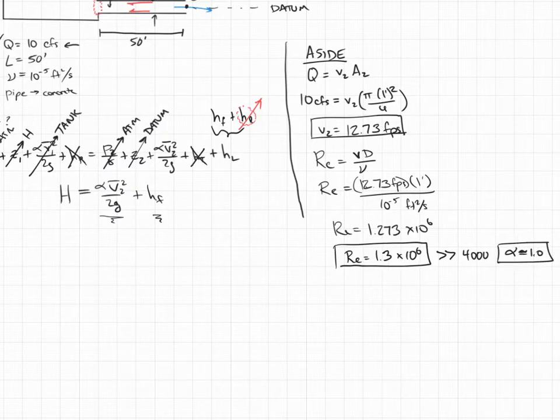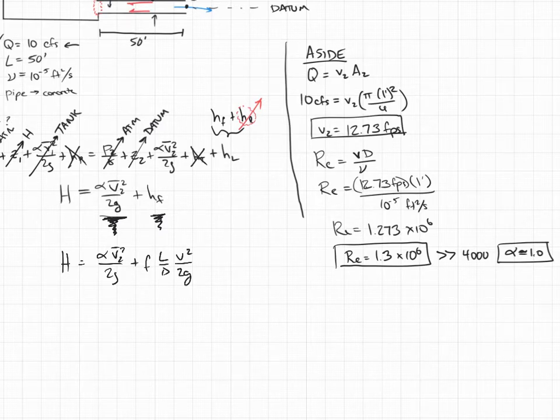because it's turbulent. So what that means at this point is that this term right here is basically taken care of. So now we need to deal with this HF term. Obviously I could plug all that stuff in and get that first term right now, but let's focus on this HF term. If I expand this out, alpha V2 squared on 2g plus the HF. Well, that's FL on D, V squared on 2g.